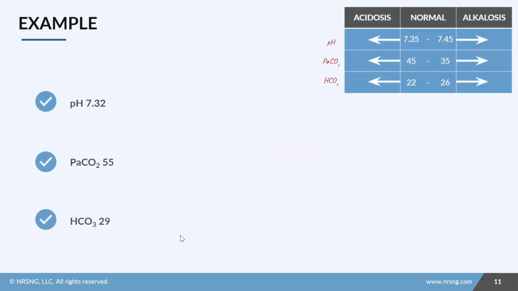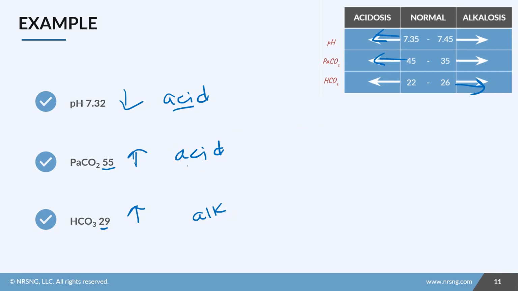Remember, we're still going to use these steps in order, so let's do the first step now. A pH of 7.32, that's low, so that is acidosis. A CO2 of 55, that is high, that is also acidosis. And a bicarb of 29, that is high, and that would be alkalosis. Now, don't skip a step here. Step 2 is to determine the source, right? Well, if my pH is showing acidosis and my CO2 is showing acidosis, I can reasonably assume that my CO2 is causing the problem. Therefore, this is a respiratory acidosis.